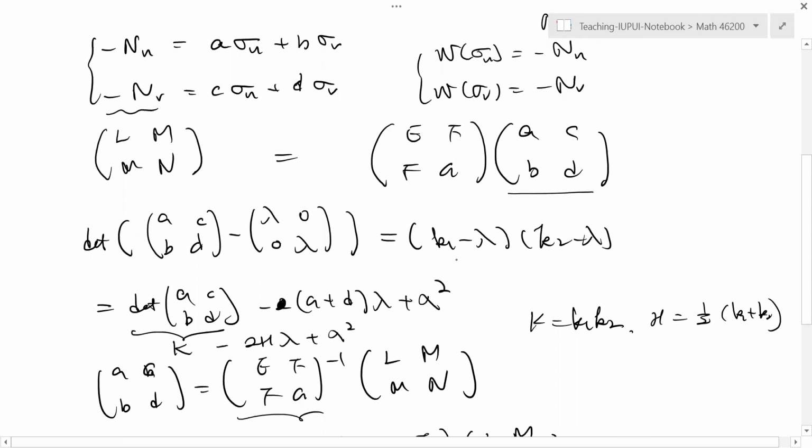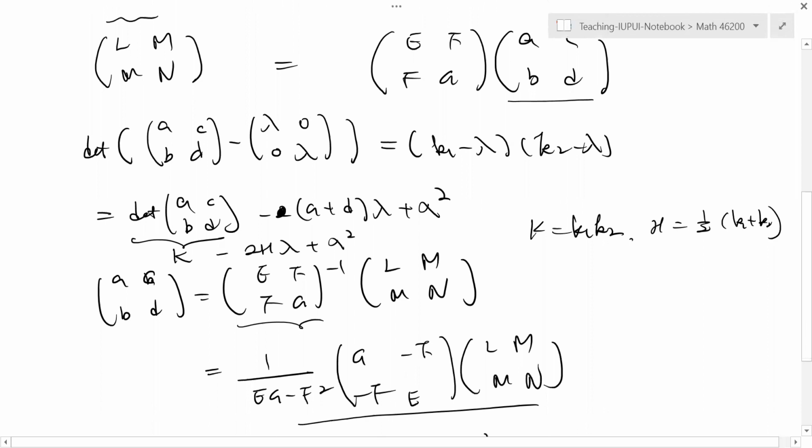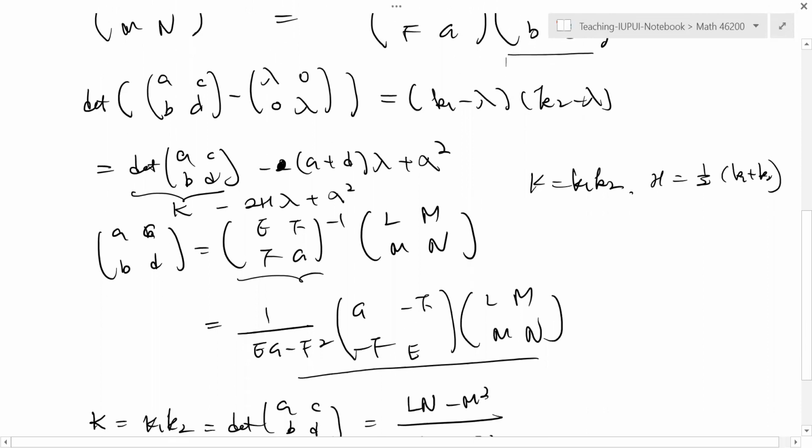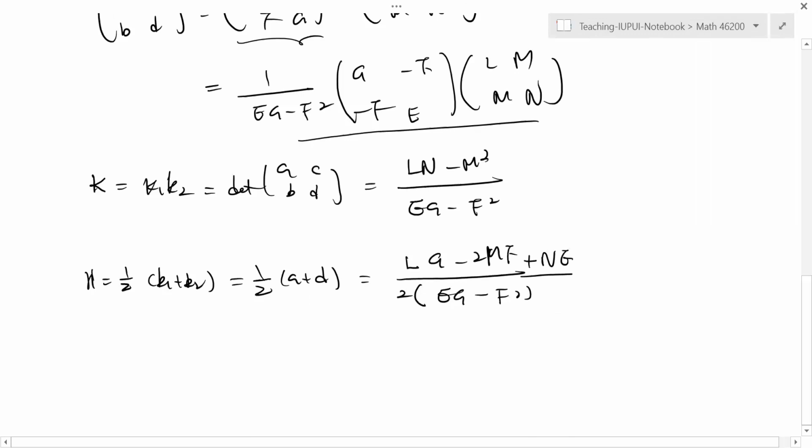So if the eigenvalues of this quadratic polynomial are K1, K2, then capital K is just K1 times K2. The mean curvature is half of K1 plus K2. But on the other hand, we are using this particular metric, so you can do the computation using the first and second fundamental forms for the given surface patch. Those are the formulas. Okay, so we got this.